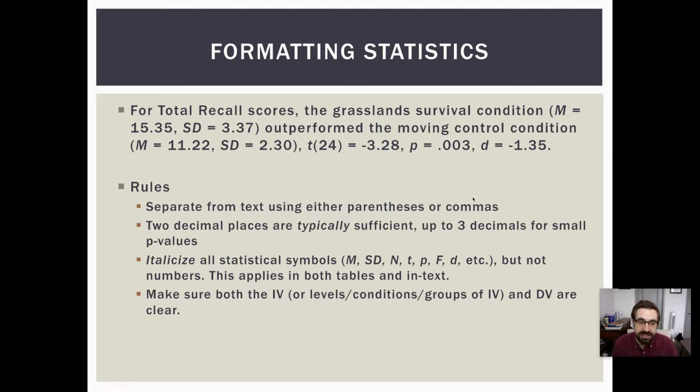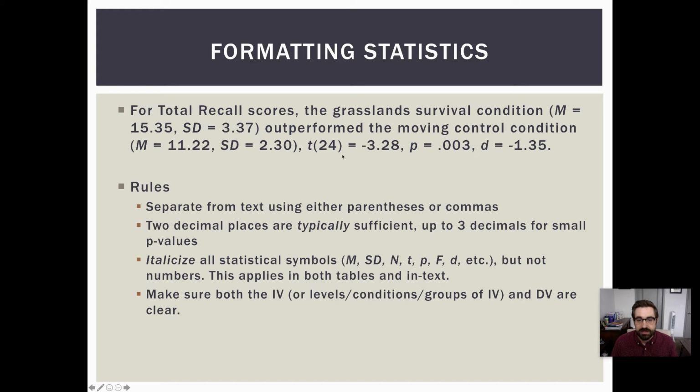If you are embedding your statistics in text, this is how you'll do it. Okay, so keep in mind that you're not just throwing the numbers out there. You're throwing numbers out there that describe your comparison. So for total recall scores, my dependent variable in this example, the grassland survival condition, one of my conditions, and I present the mean and standard deviation for that condition. Outperform the moving control condition, I present the mean and standard deviation, and then I present the statistical result that supports that conclusion. Okay, there are rules for how to do this.